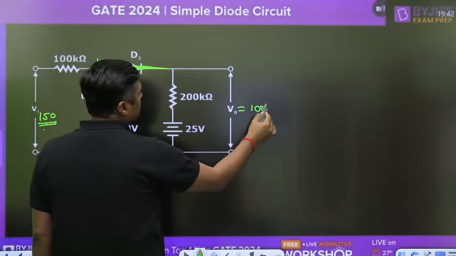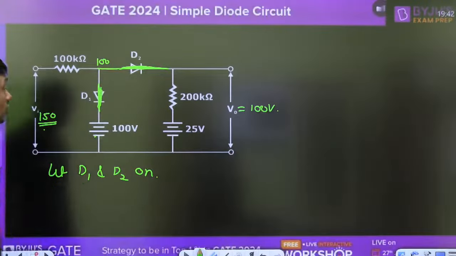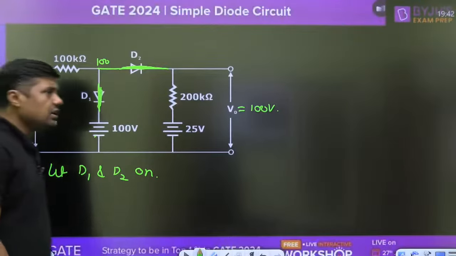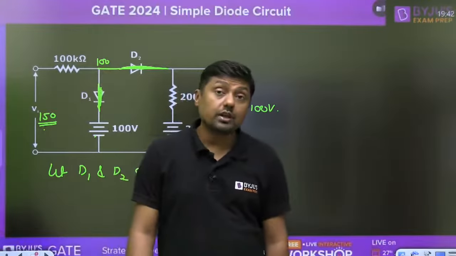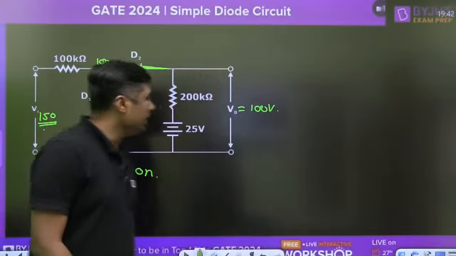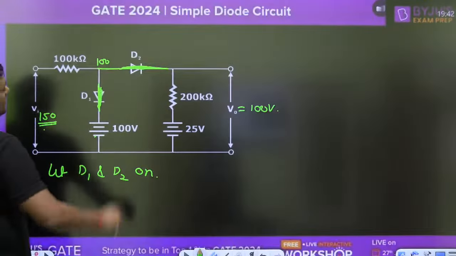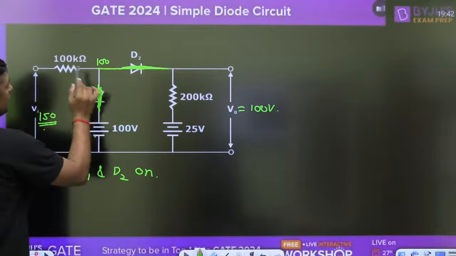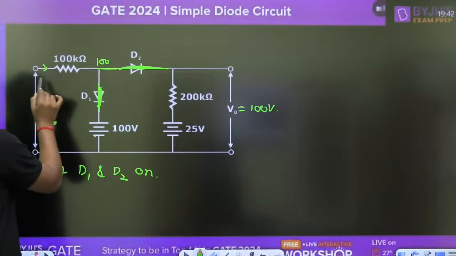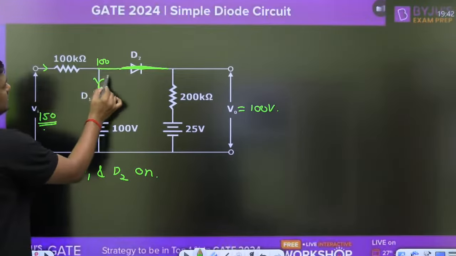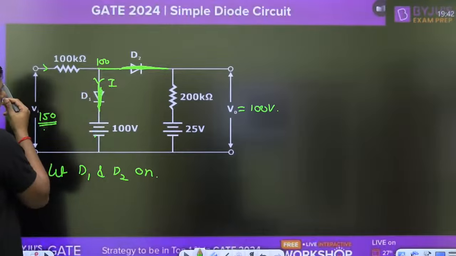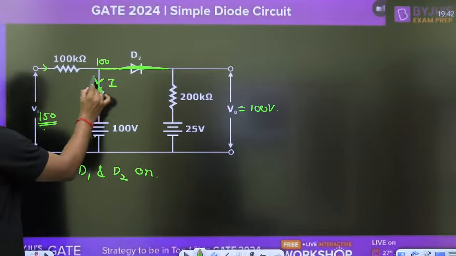This is the maximum voltage. You can't give the direct answer 100 volt. You have to check whether the current is positive or negative. For example, this is no doubt 100 volt. Let this is the current, incoming current. What is the current we can solve? Let this is the I current.